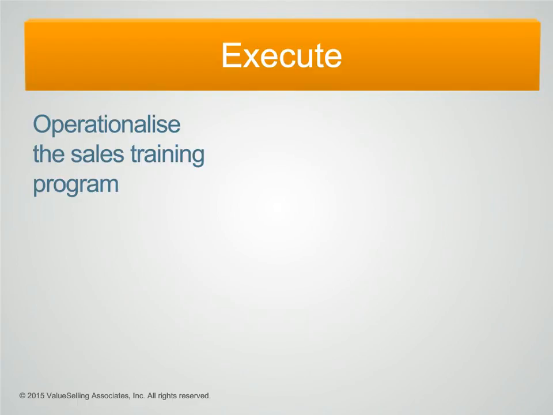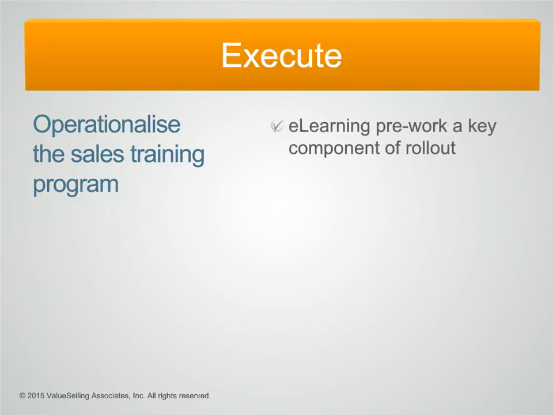I then want to talk about execution. This is the second part of the rollout plan. For us, execution is all about rolling out the sales training plan and operationalizing it. Consider what you would like people to do before they come to the workshop itself. If you have e-learning and you need the sales reps to get to grips with the content, make sure that's sent out way in advance and make sure the e-learning is designed properly.